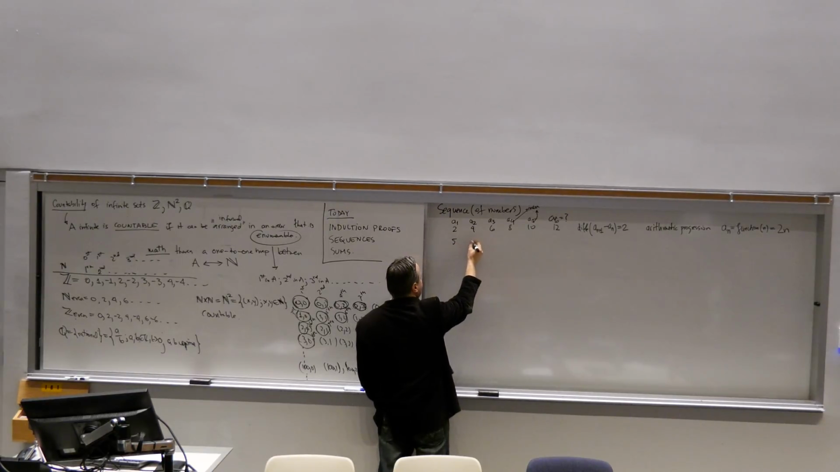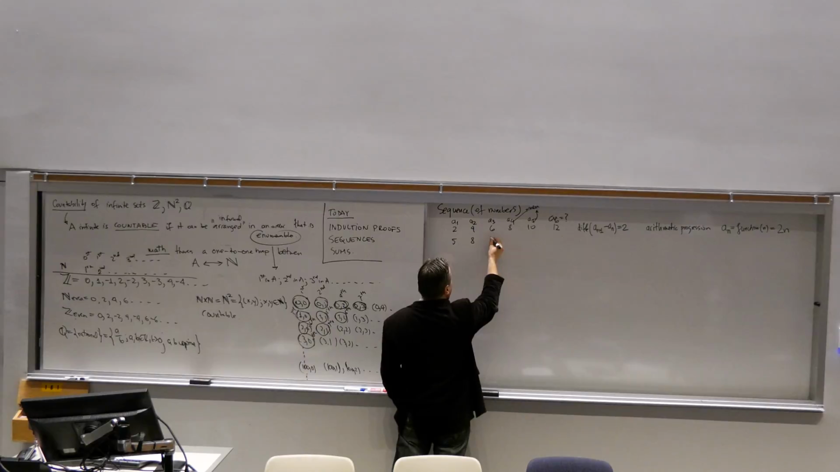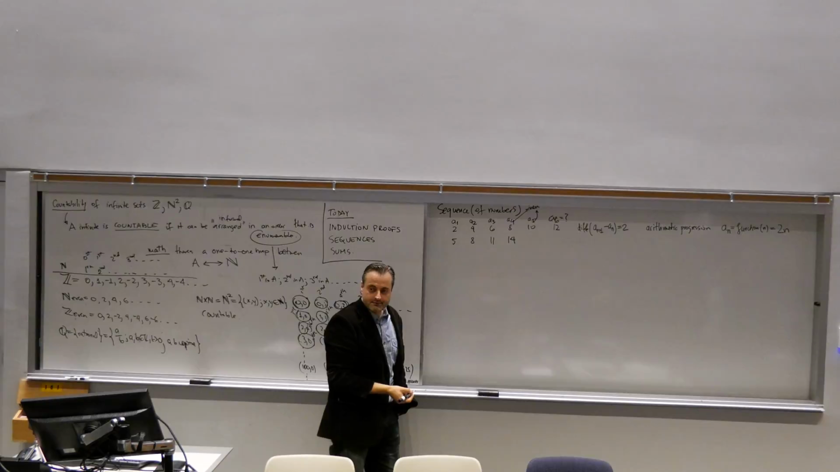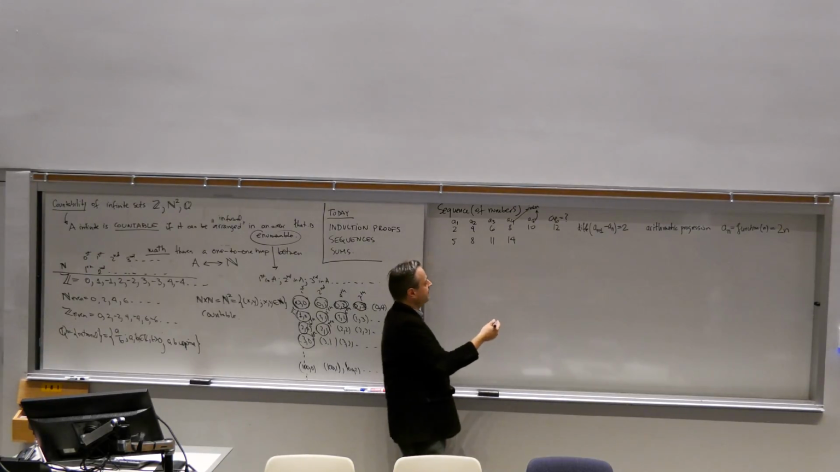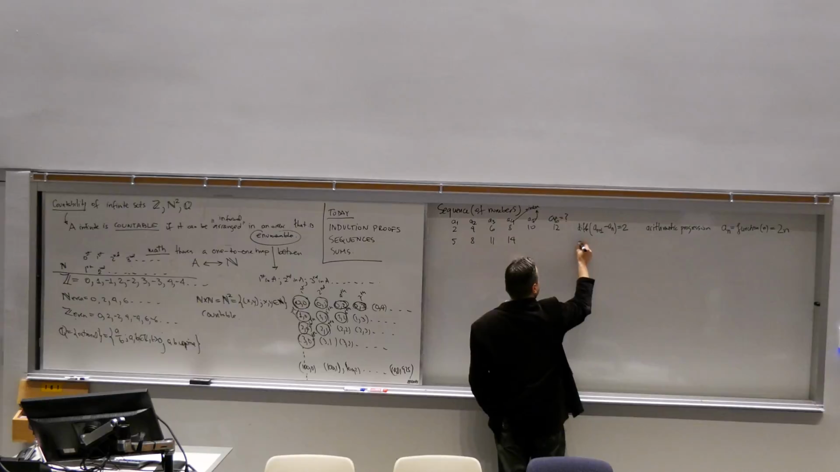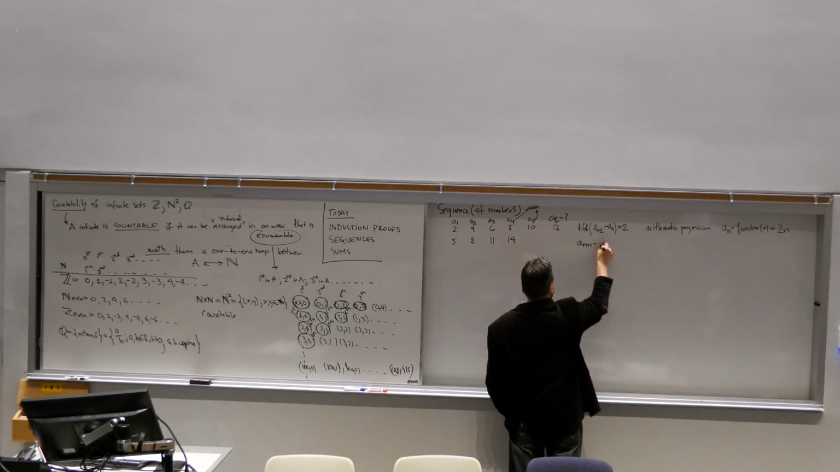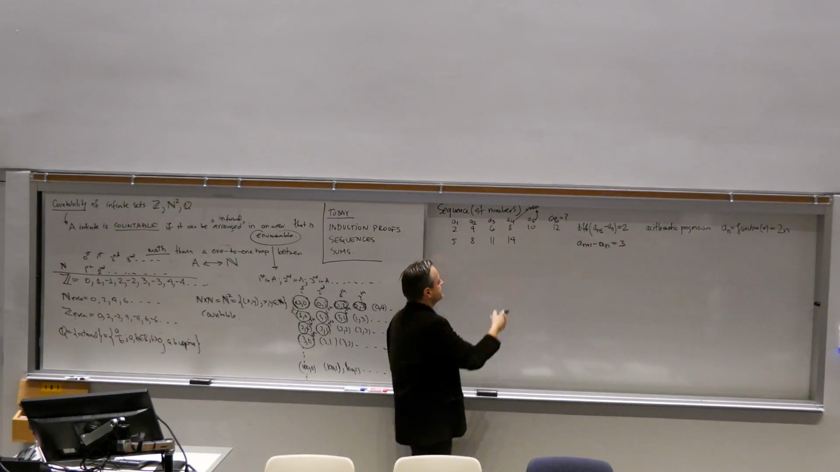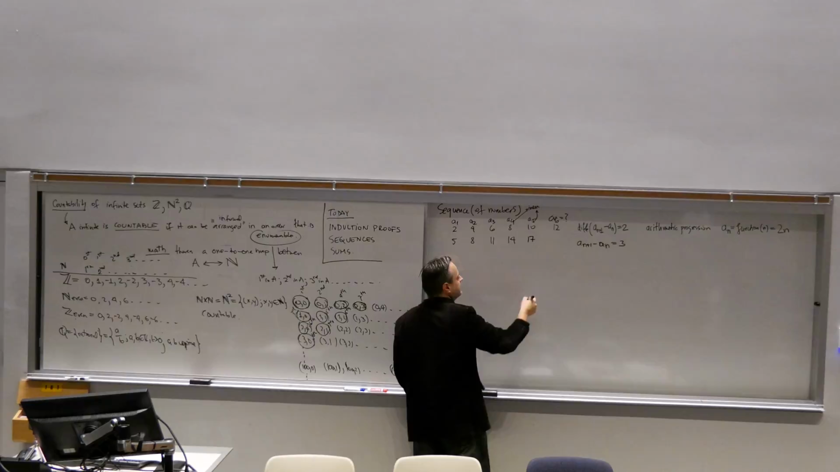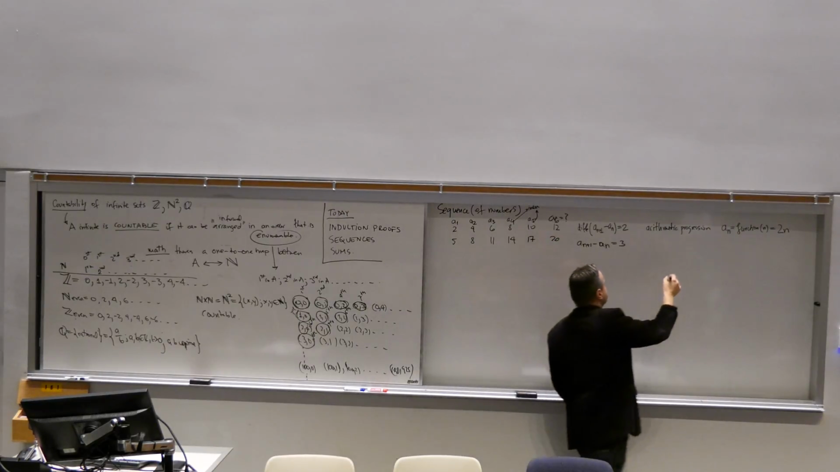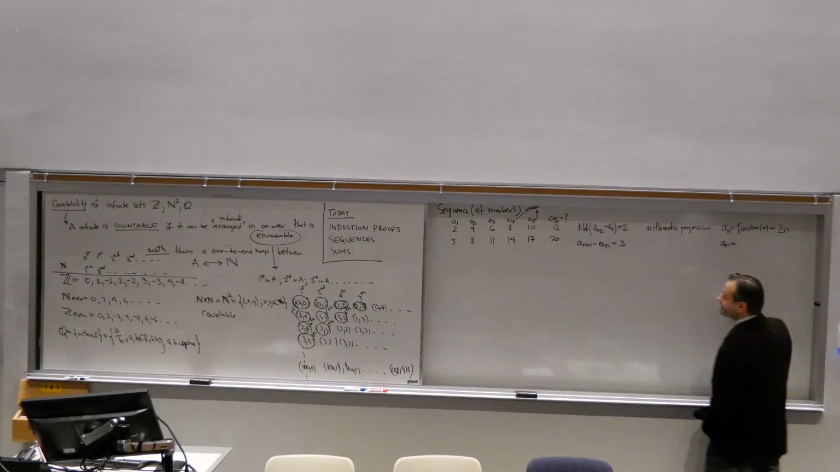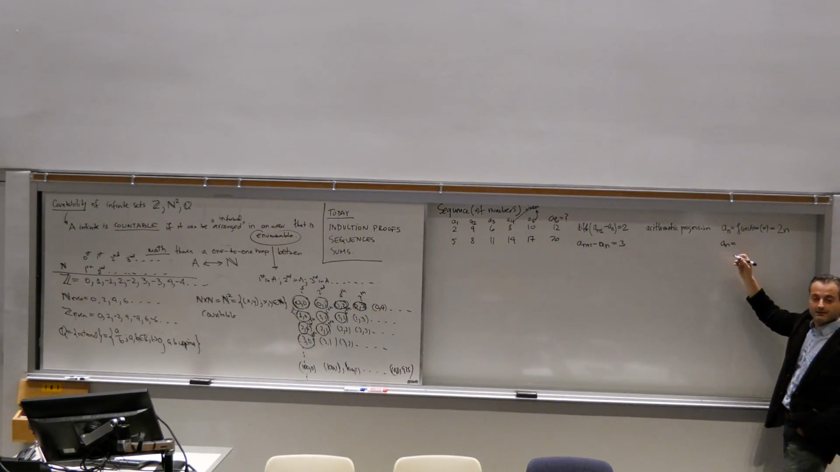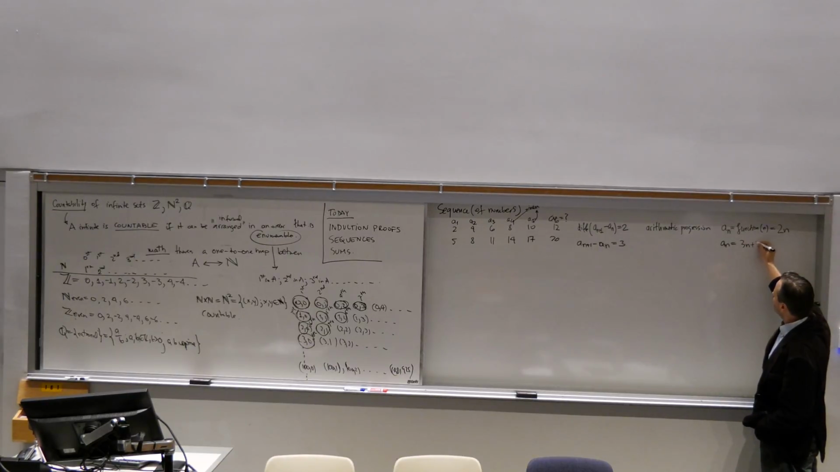Say 5, 8, 11, 14. What's the next one? What's the rule here? The difference, a(n+1) minus a(n), is 3, right? So the next one has to be 17, and the next one will be 20. And what is the rule in here? What is a(n)? If I want to guess a general rule, what is it? 3n plus 2.